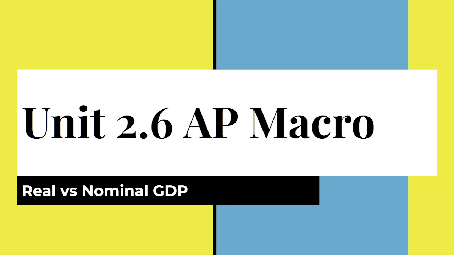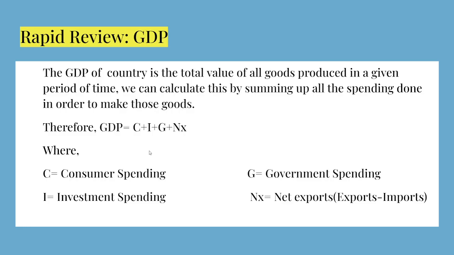In today's video we're going to be discussing real versus nominal GDP, a concept which extends to all facets of the AP Macroeconomics course. Let's begin by going over a quick rapid review session of what GDP is. Now, by definition, the GDP of a country is the total value of all finished goods produced in a given period of time. This could be quarterly or yearly, but just for the scope of your AP Macroeconomics exam, we're going to stick to the yearly GDP.